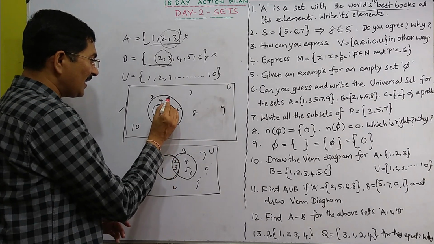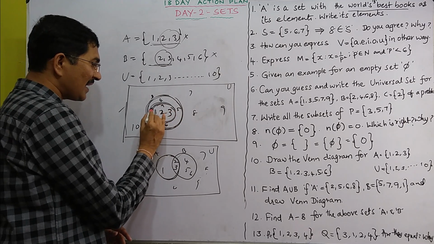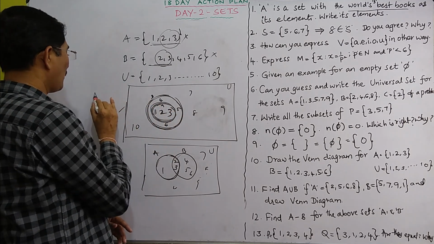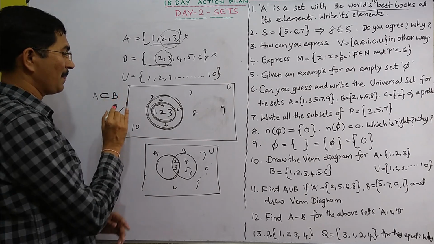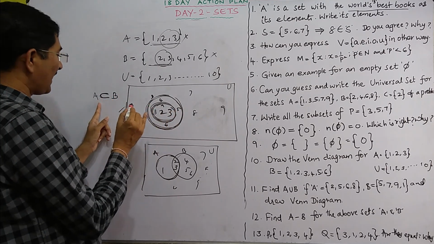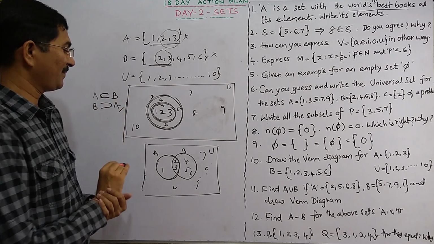Now here all the elements in A are present in B. So in this case A is called a subset of B. A is a subset of B. B has more elements along with A. So we say B is a superset of A.